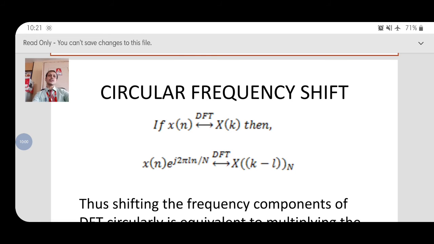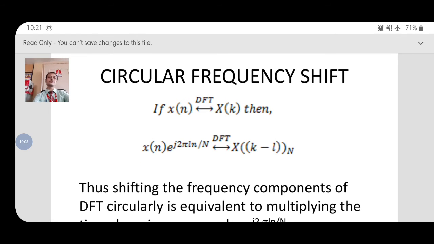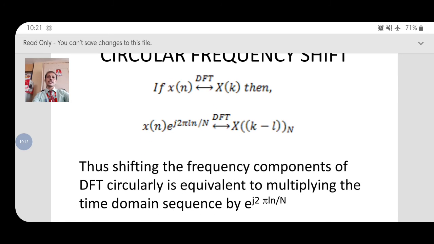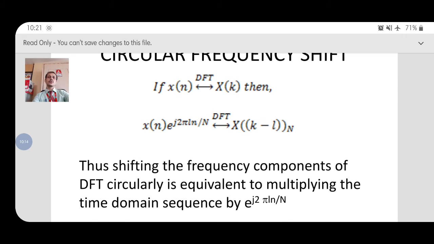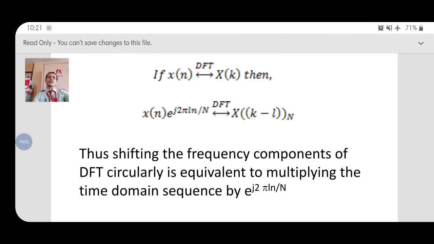Here it is circular frequency shift. We are going to shift the signal in the frequency domain. The first statement is the same, that DFT of x of n is x of k. Then here we are going to shift the signal in the frequency domain, so on the right side we write x of (k minus L) mod capital N. In the time domain we multiply x of n with e power j2 pi ln by capital N. This is the equivalent form.